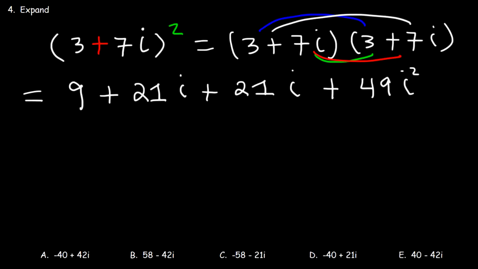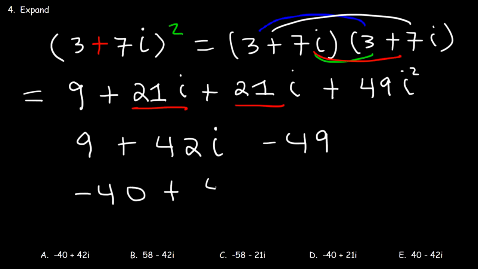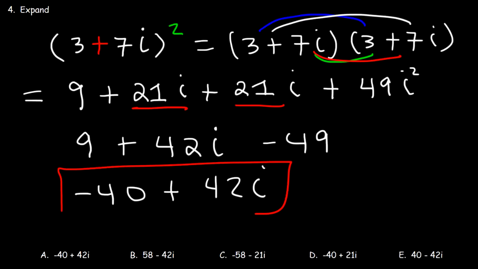So next, we can add like terms. 21i plus 21i is equal to 42i. Now we know that i squared is negative 1. So we have 49 times negative 1, which is basically equivalent to negative 49. 9 minus 49 is negative 40. So the answer is negative 40 plus 42i. And that answer corresponds to answer choice A.